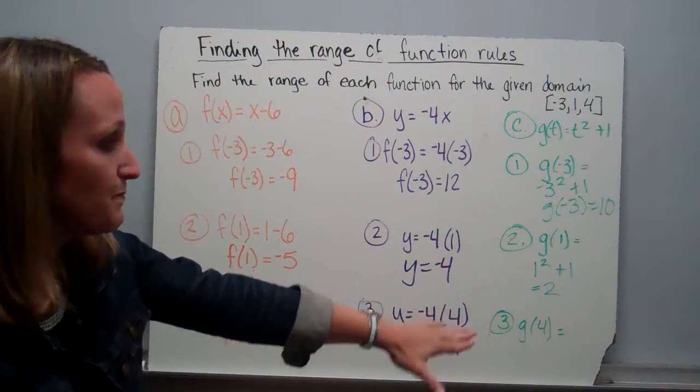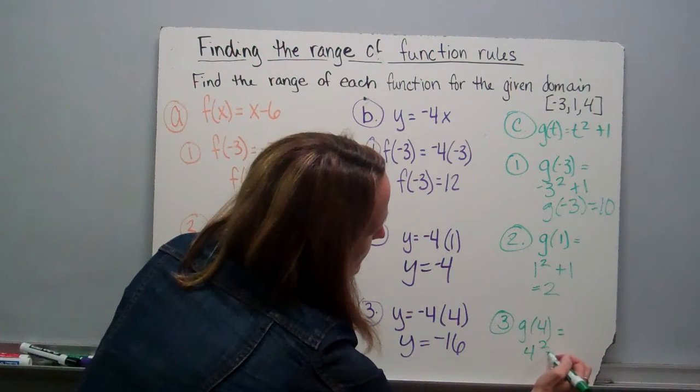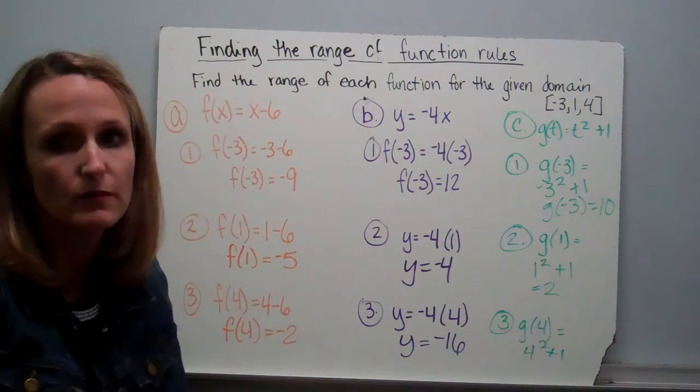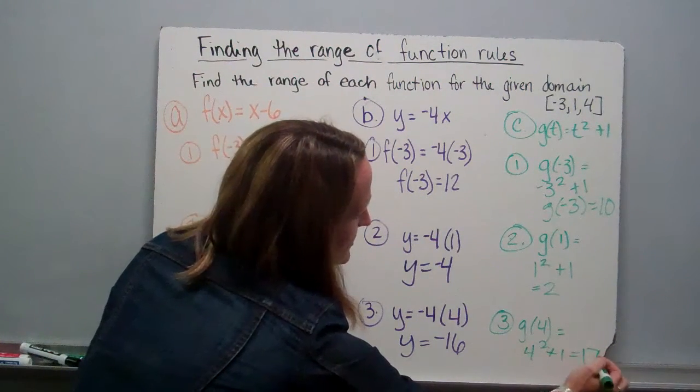And what's our third one? G of 4 gives you 4 squared plus 1. 4 squared is 16, plus 1 just gives you 17.